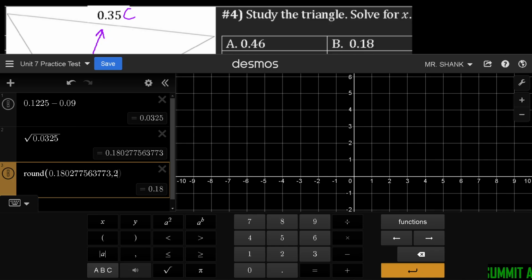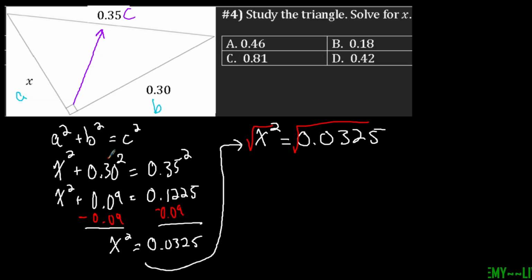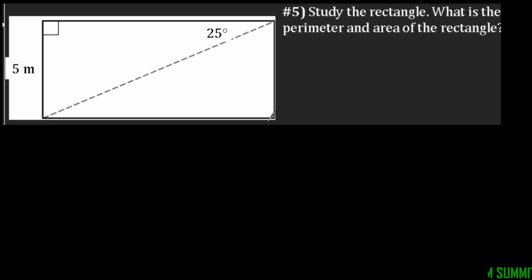So I'm going to go back to my workspace here. And I'm going to say, okay, write this down, I said x equals 0.18, which we're going to say is our answer because that is going to be B. So make sure, like I said before, that you're at least picking one answer when you have a multiple choice question. Okay, moving on to number 5 now.